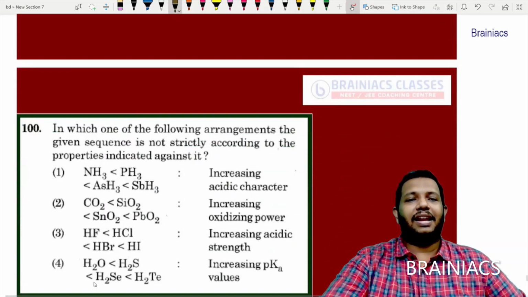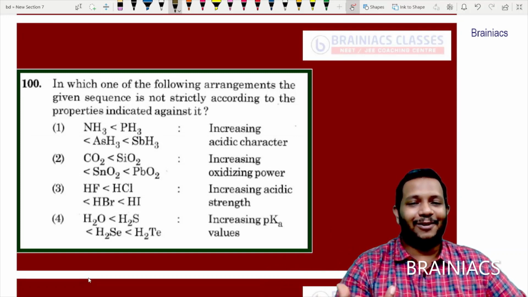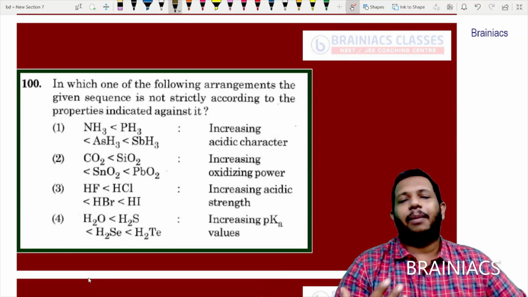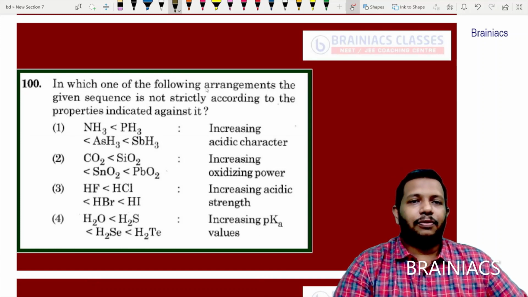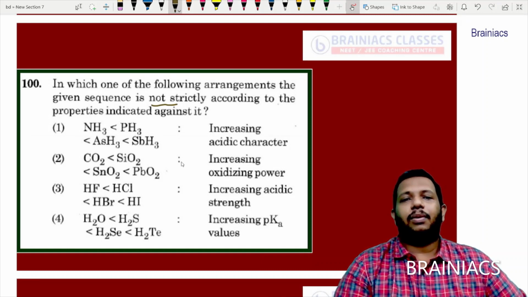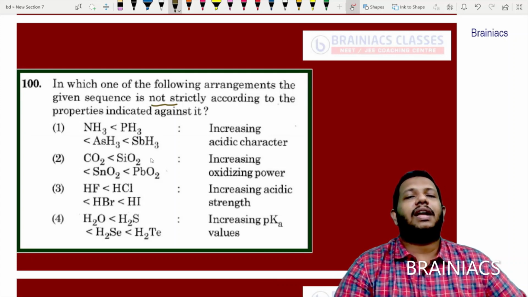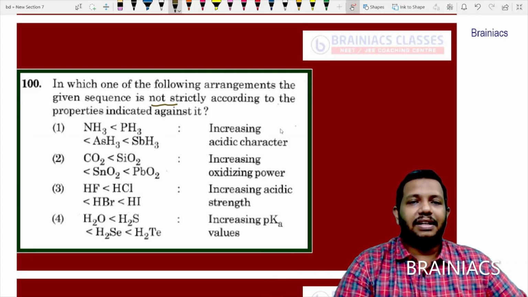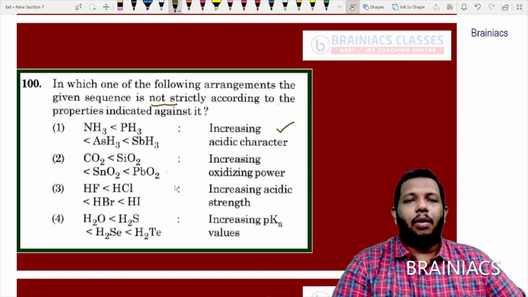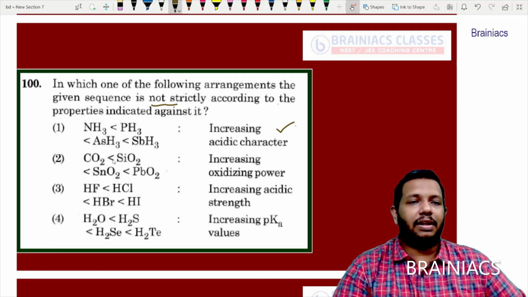So we are coming to the last question for the chemistry. Until now, all the questions we are able to solve, right? So I hope my students, all of you have scored above 43. I'm sure about it. In which one of the following is the arrangement sequence not strictly according to the properties indicated? If you see the first one, all hydrides are given down to antimony. We know that down the group, acidic character increases. So this is the correct thing, increasing acidic character. Next one, carbon, silicon, tin, lead: we know that oxidizing character increases as you go down. So PbO2 is the most oxidizing in nature.